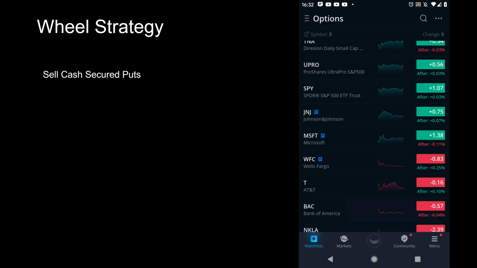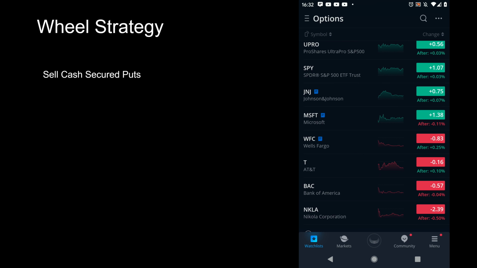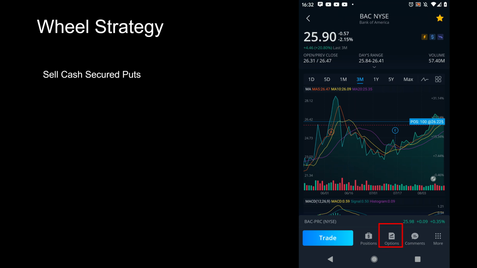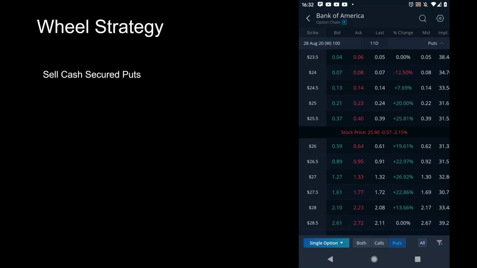What this means is, if I pull up the Webull app, let's go, for example, for Bank of America. If you open up the ticker, you should see an option called Options. Click on that. For us, we have an expiration date of August 28th. In our case, we're doing puts, so if you look at the bottom, you'll see puts there. The current price for Bank of America right now for one share is $25.90.